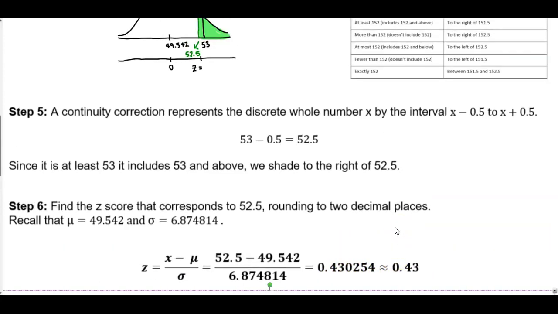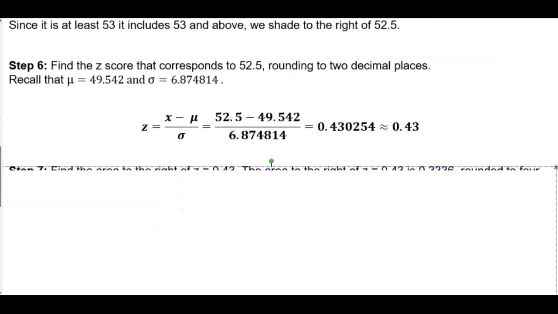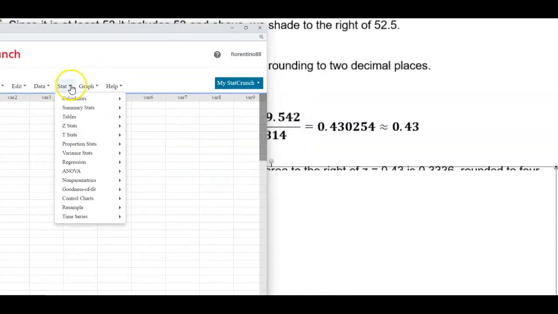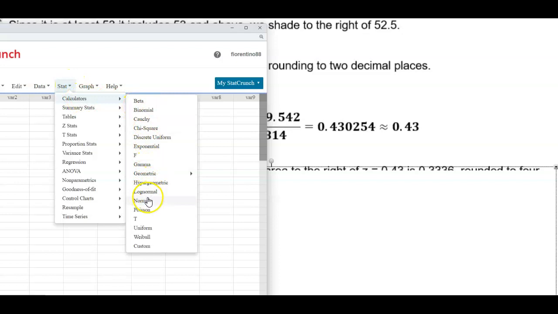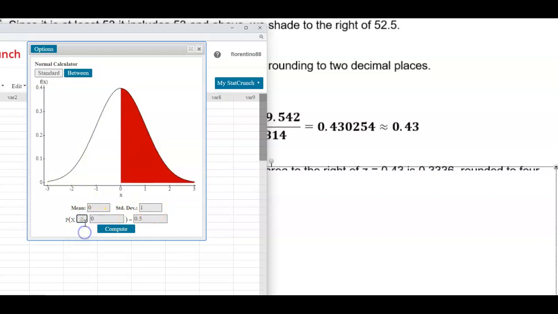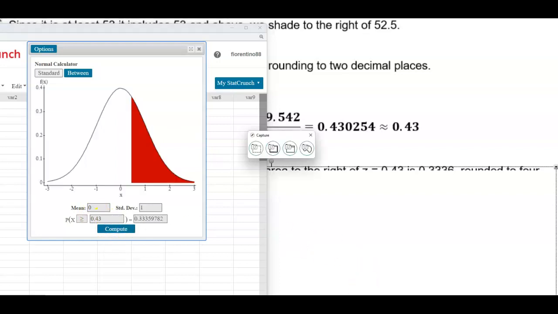So if we come up here, we want to use the z-score of 0.43 and then find the area to the right of that. So now in step 7, we want to use StatCrunch to find the area to the right of that. In order to use StatCrunch, we go to Stat, Calculators, and scroll down to Normal. We know that the mean is 0, standard deviation is 1, and then we want to change the inequality to be greater than. Then we put in the z-score of 0.43 and select Compute.